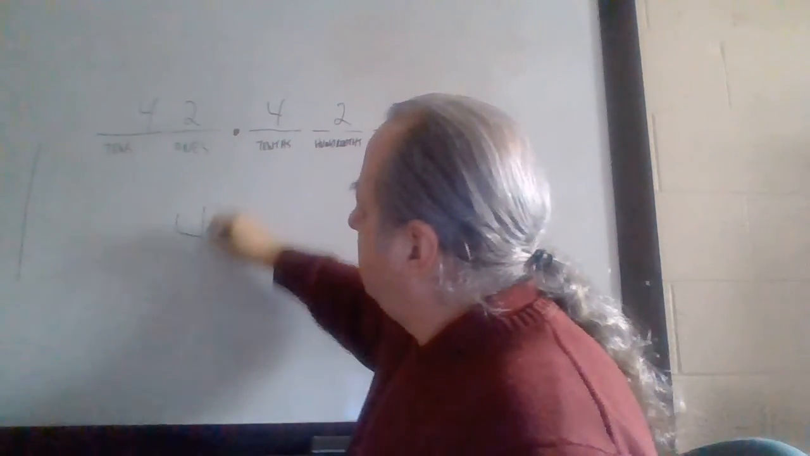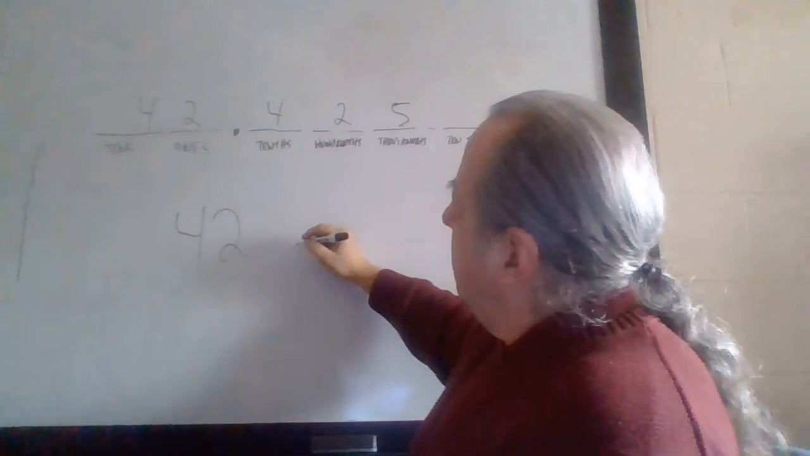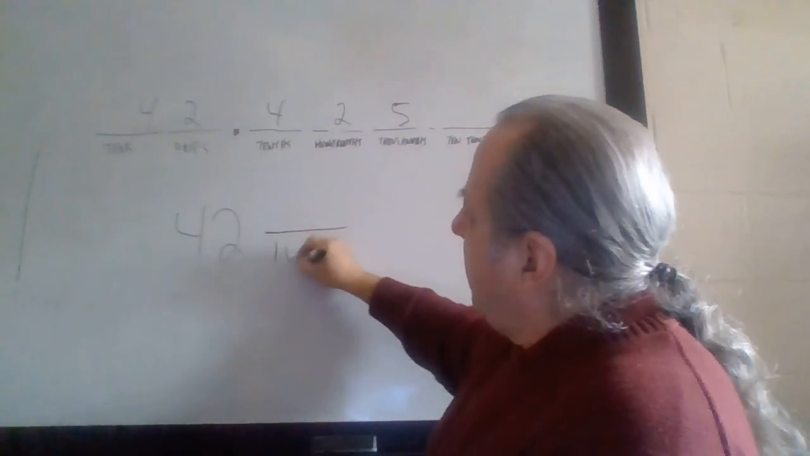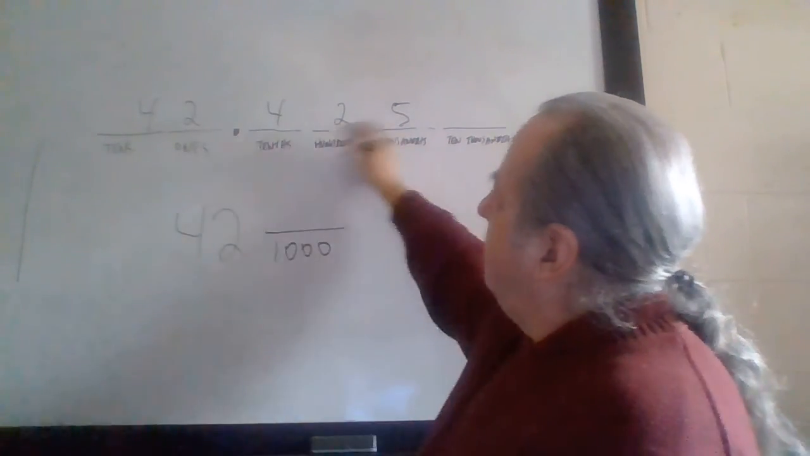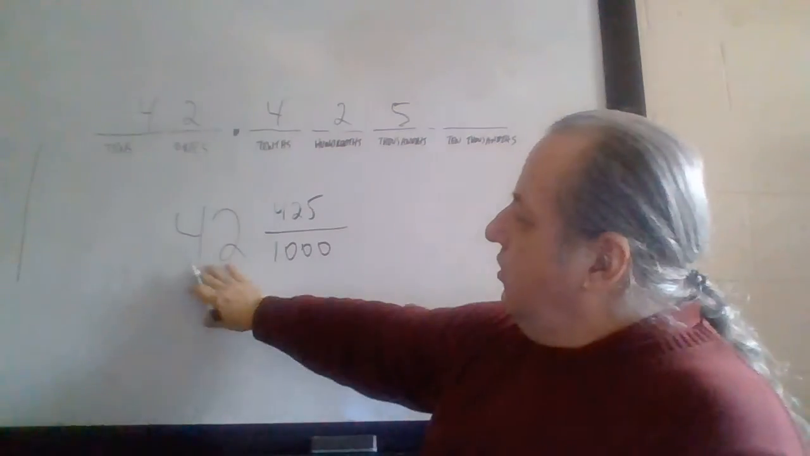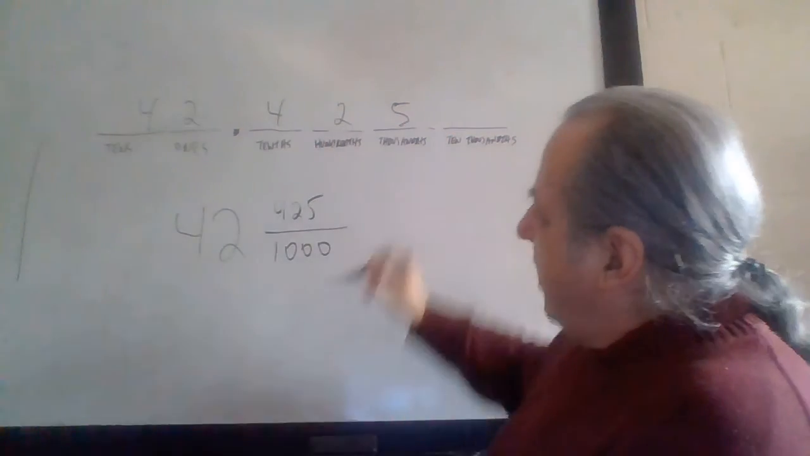42, anything to the right of the decimal point, is my fraction. It goes to the thousands place, so 1,000 is my denominator. 425 is my numerator. The 42 will always be a part of the problem. It's just a point now of simplifying the fraction.